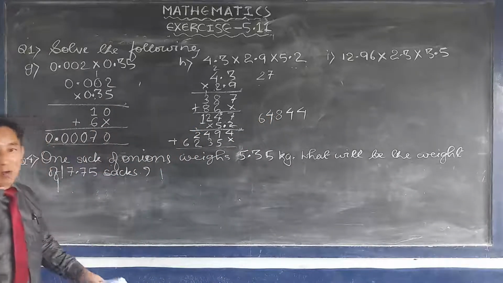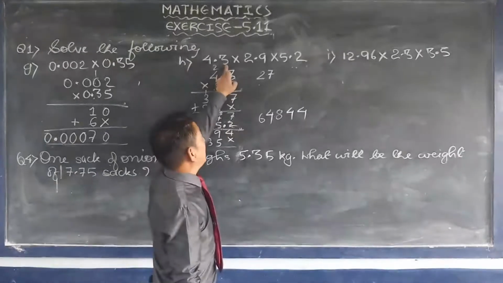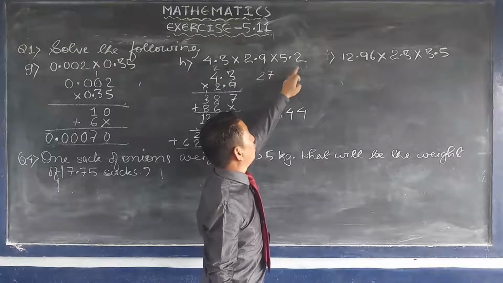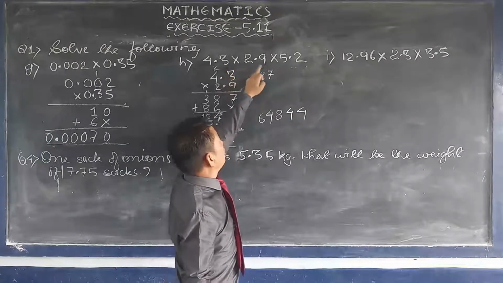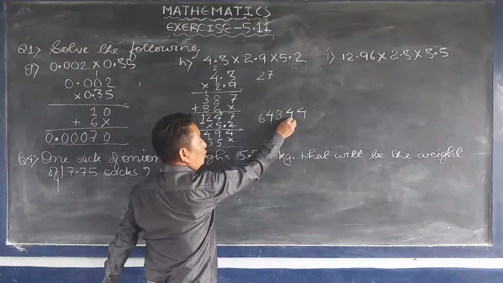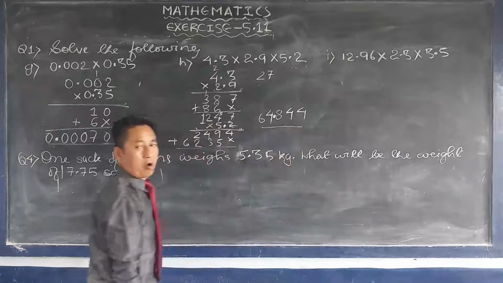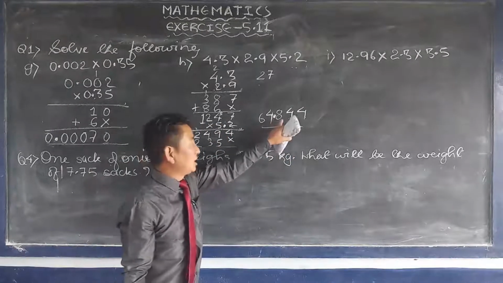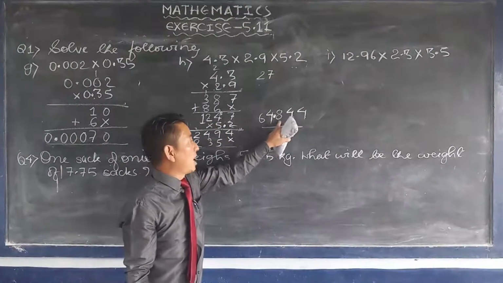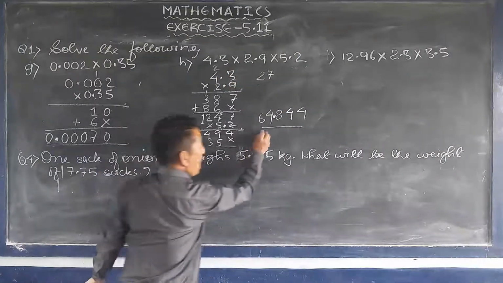Now here count the digit after decimal point. Here 1, here 1, here 1. That is 3 places after decimal point. After decimal, 3 places after decimal point. Now this is your answer.